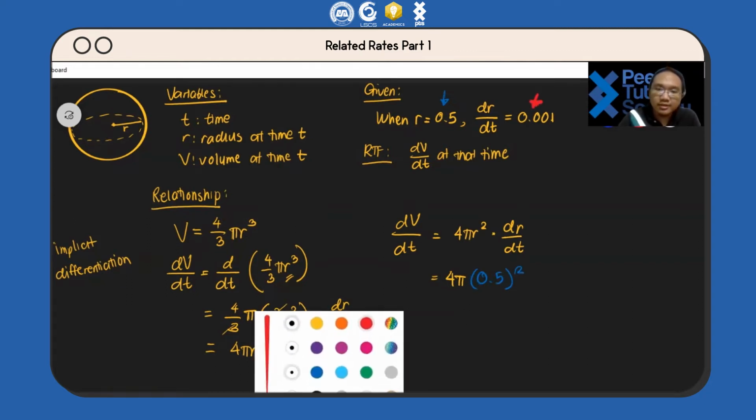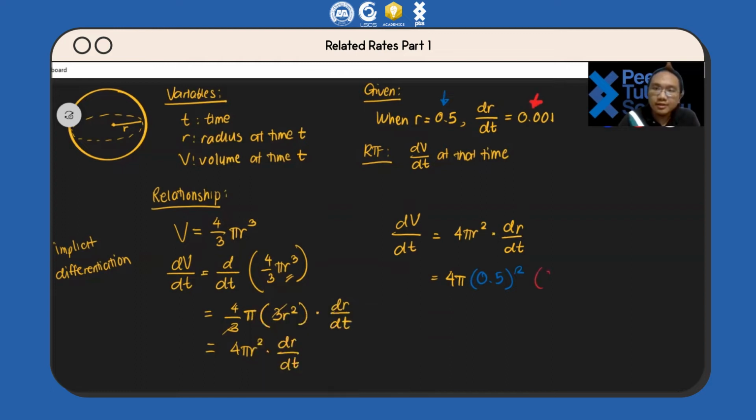Let's make this a little bit thinner. Our dr dt is 0.001. Okay, let's simplify 4 pi. This is a 0.25 over here. This is a 0.001 here. Simplifying this, 4 times 0.25 is 1, or we can visualize it as 25 cents times 4 is 1 peso, or something like that. So 1 pi times 0.001 will give us 0.001 pi.